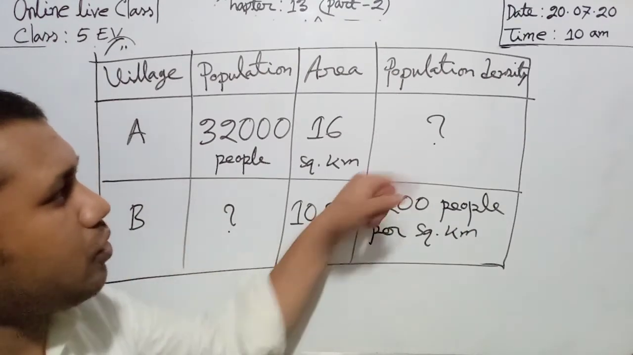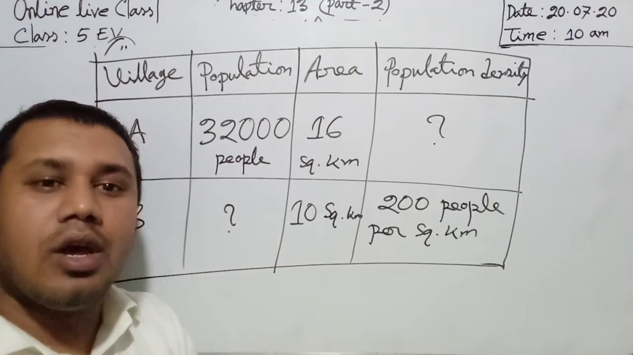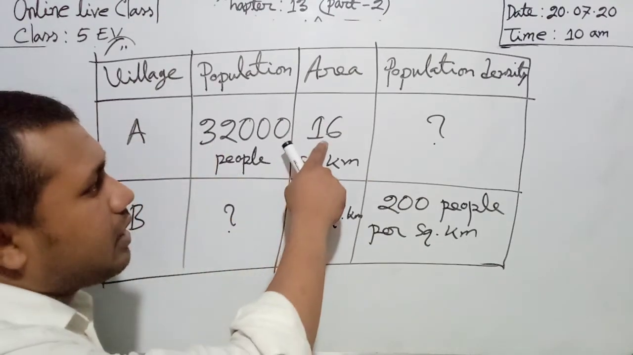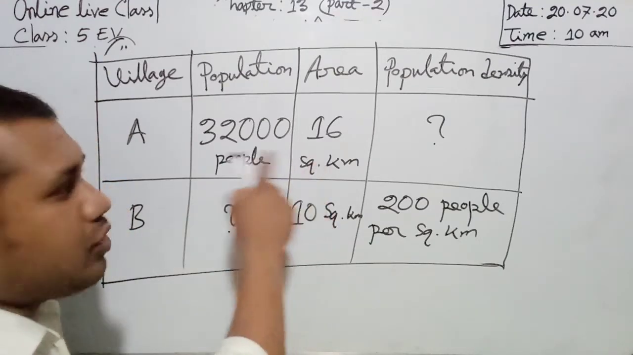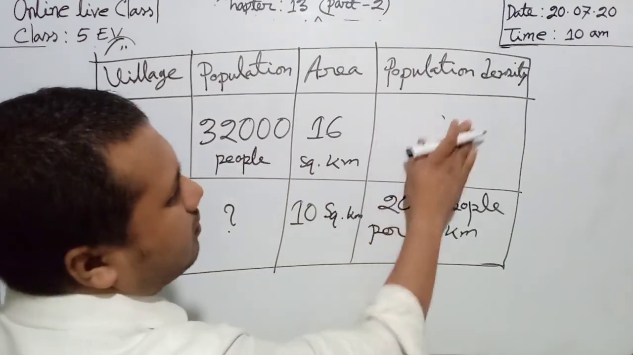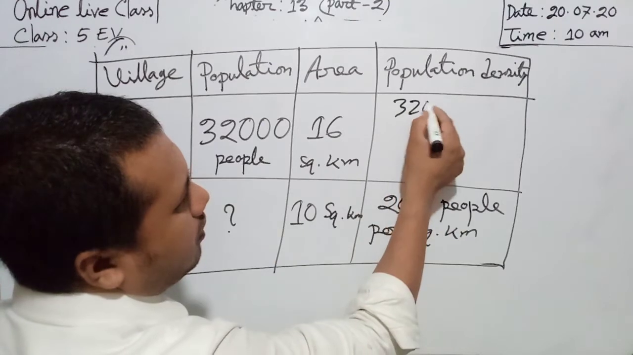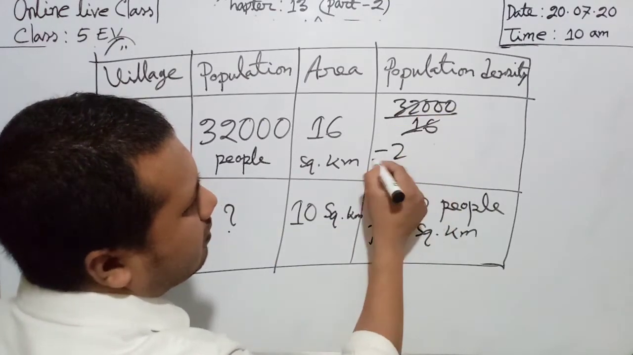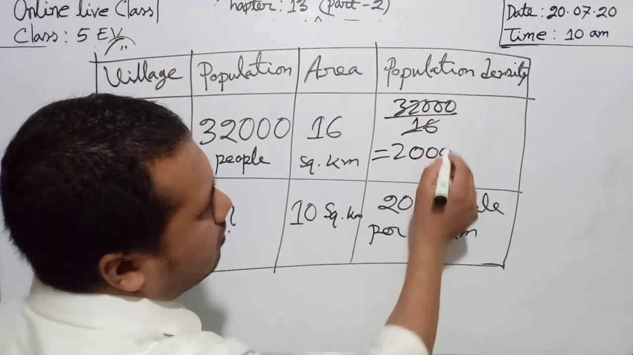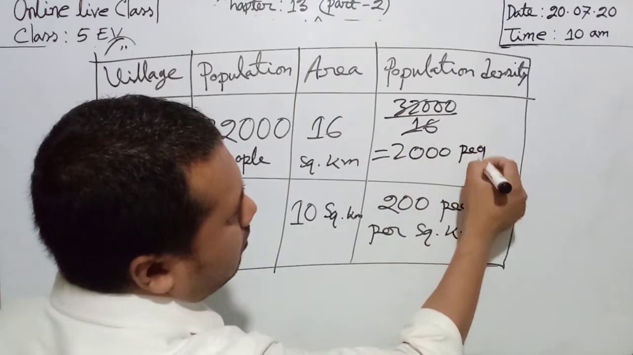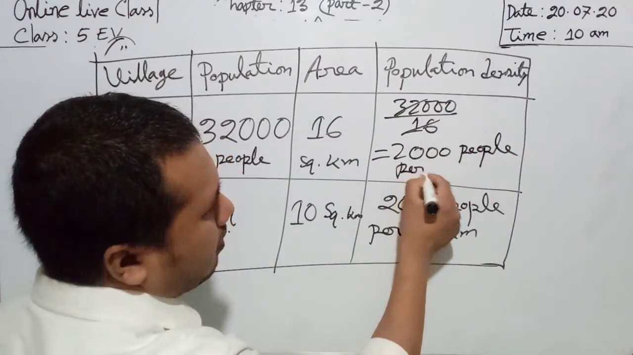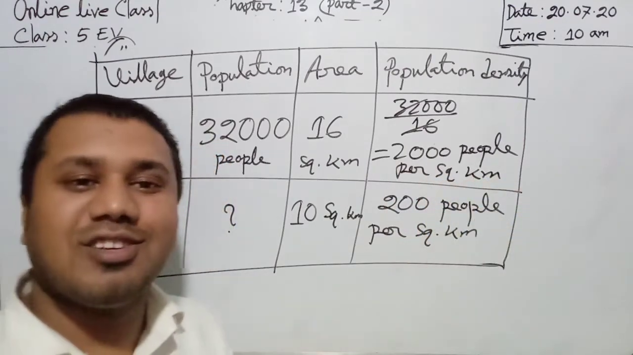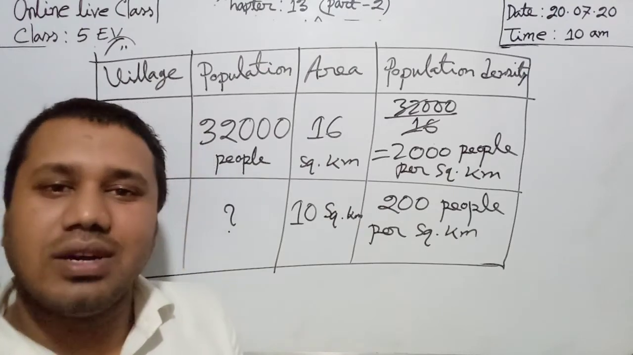Now dear students, we know the formula of population density: population divided by area. So their population is 32,000 and area 16. So if we divide 32,000 divided by 16, this is 2 times and this is 000. So these are people per square kilometer. So population density of village A is 2000 people per square kilometer.